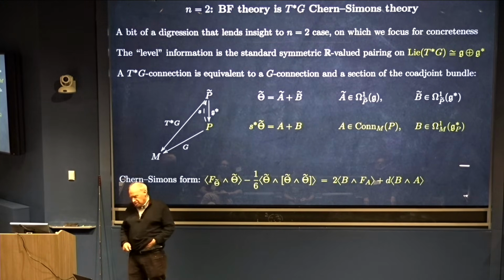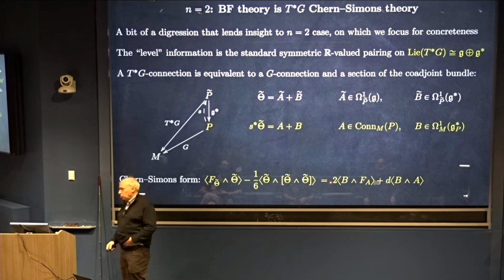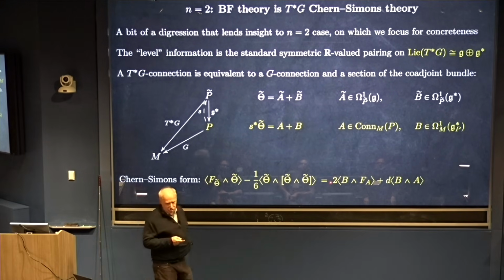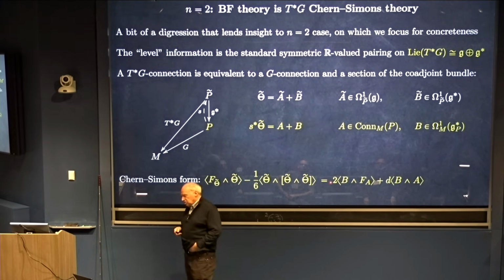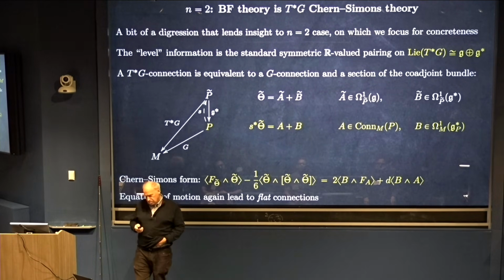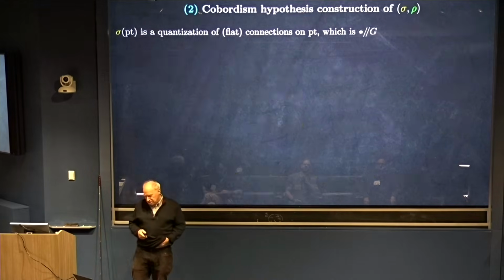And if you write out the Chern-Simons form, then that's a form on P, on the total space. But up to an exact term, it descends to the base to be, up to a factor of 2, the usual BF kind of action. So in n equals 2, you can think about it in terms of this Chern-Simons theory, which is sometimes useful. Again, we get flat connections now for the pair A, B, and you get the usual equations of motion.